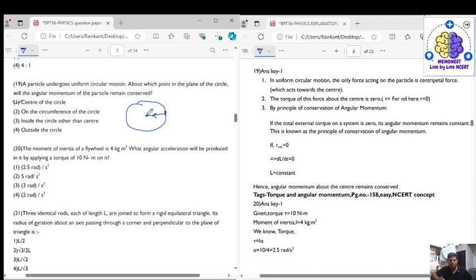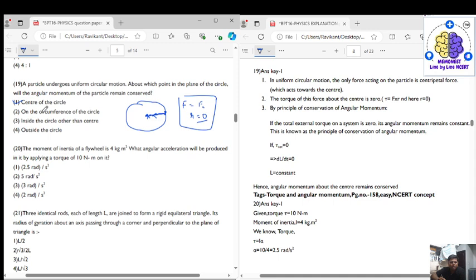So about this center, the force is passing through the center. So if we calculate torque over here, F will be equal to the centripetal force, but r will be equal to 0. That is, the perpendicular distance of the force from the pivot will be equal to 0. So torque will be equal to 0. Now if torque is equal to 0, then the momentum has to be conserved, right? So the angular momentum of this particle will be conserved at this point.